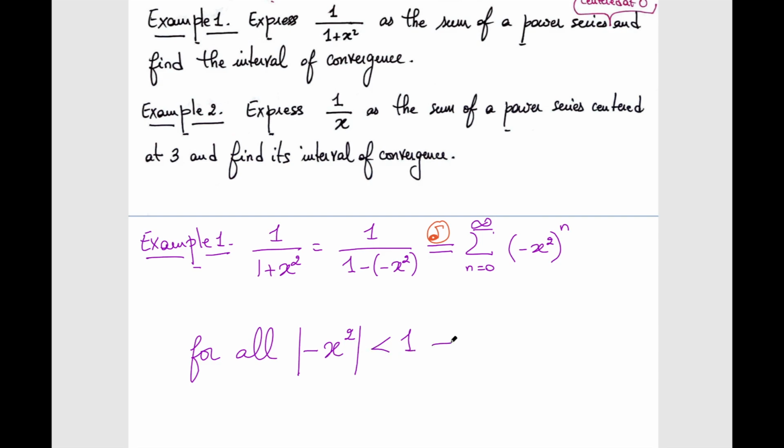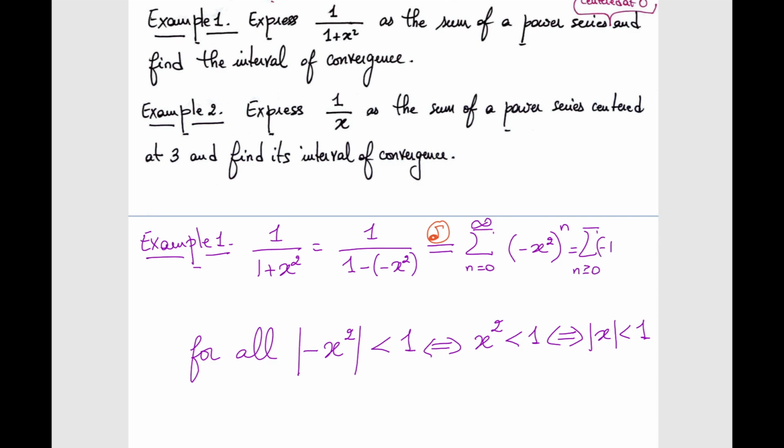And what does this mean? Well, this is the same as x squared less than 1, right? Because the absolute value of -1 is 1, and the absolute value of x squared is x squared because x squared is non-negative. Less than 1, which means that x in absolute value is less than 1, right? This is when this happens. They are the same. You can think about it by just taking square root. And what does this mean? This is equal to summation.